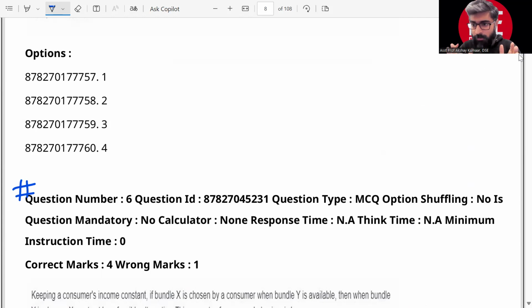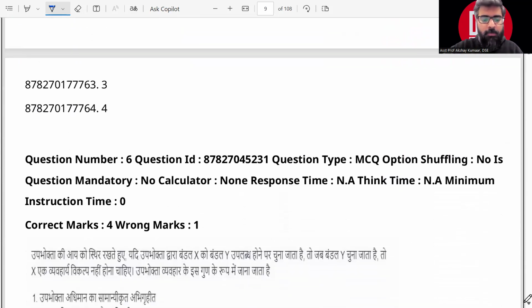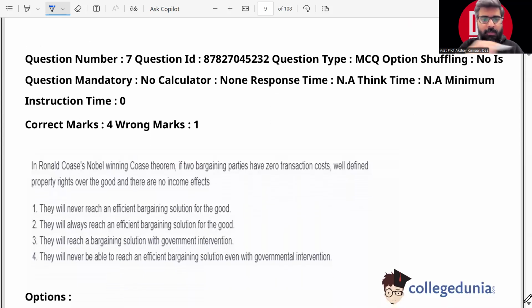Just to quickly revise with all students, the PG Economics CUET entrance paper contains 75 questions. All 75 questions are MCQ based and all of them need to be attempted. You get 4 marks for every correct answer. You lose 1 mark for every wrong answer. So in this lecture, I'm going to start with the discussion from question number 7.